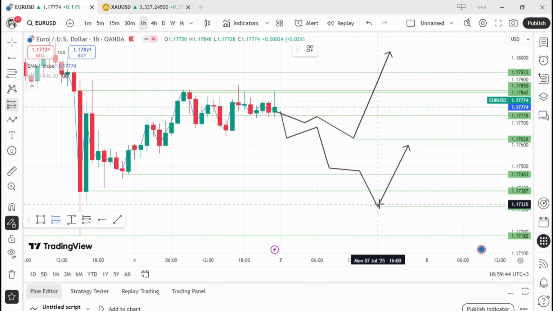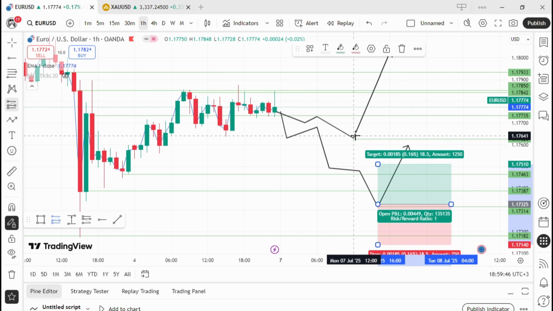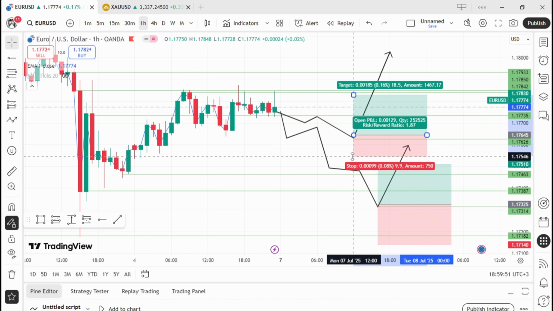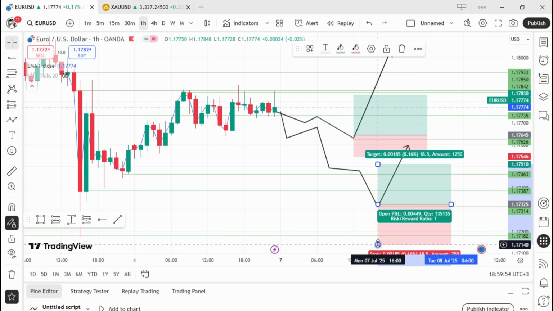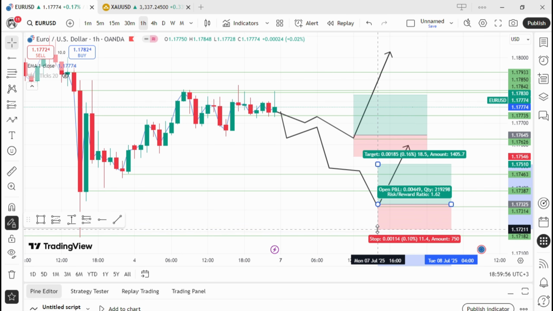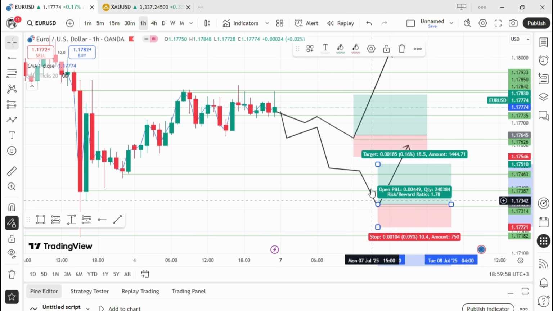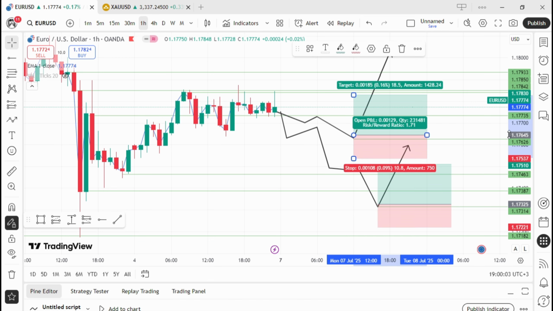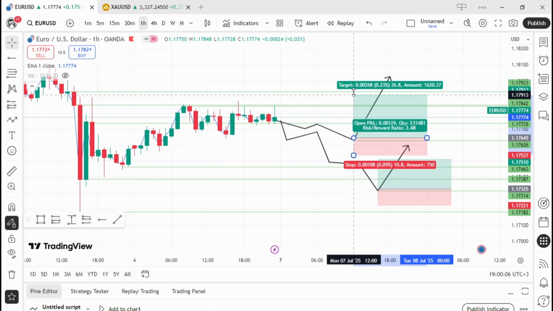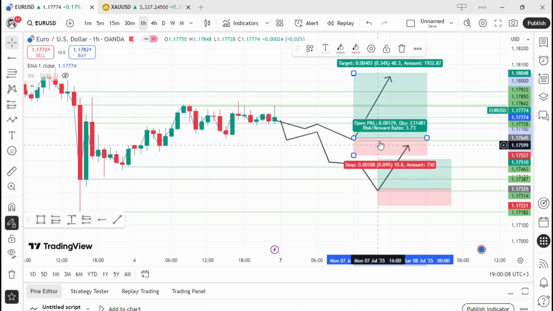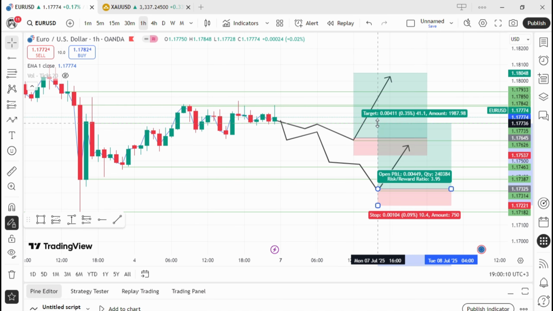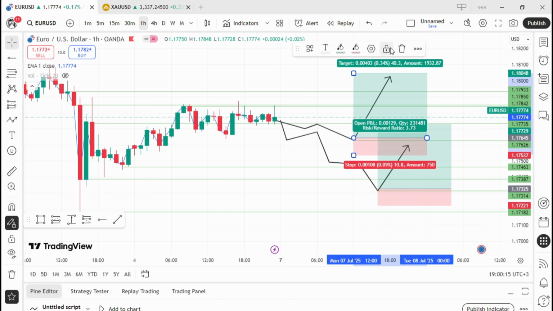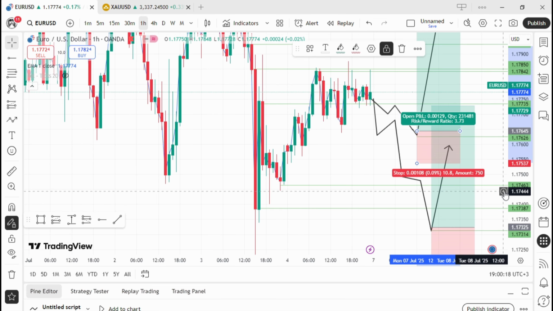Just get your 1 to 4, or I'll do a 10 pip stop loss. That is for Euro USD. That's what I work with. I would take a 10 pip stop loss and target 40. Target 40 pips in either of the cases. So this is what you should be looking out for next week.